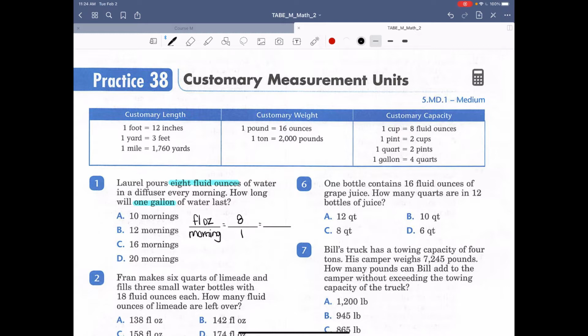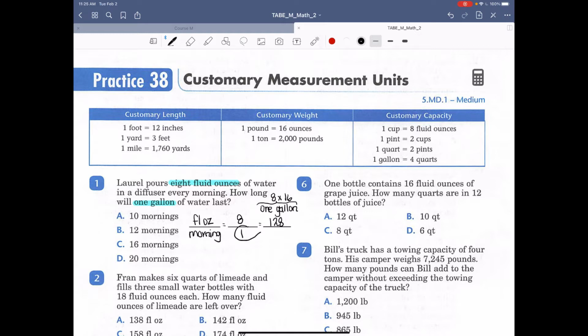Now I can't put 1 up here because it's 1 gallon. We have to do a little bit of work here. I need to get the gallon in terms of fluid ounces. So I know that 1 cup has 8 fluid ounces, and we learned that there are 16 cups in a gallon. And so 8 times 16 is 128 fluid ounces in that gallon.